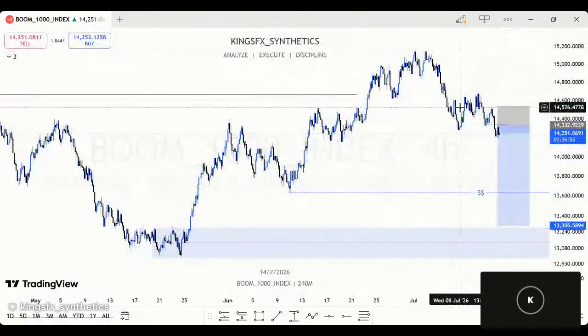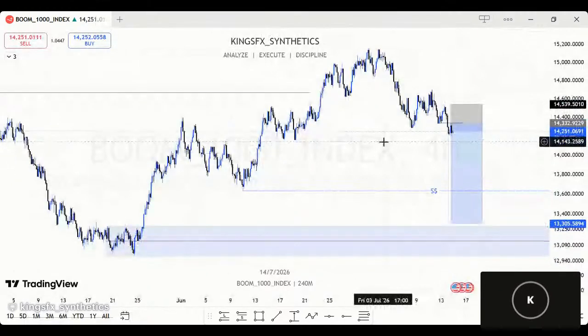We are basically analyzing the charts here. We will commence the analysis very soon.